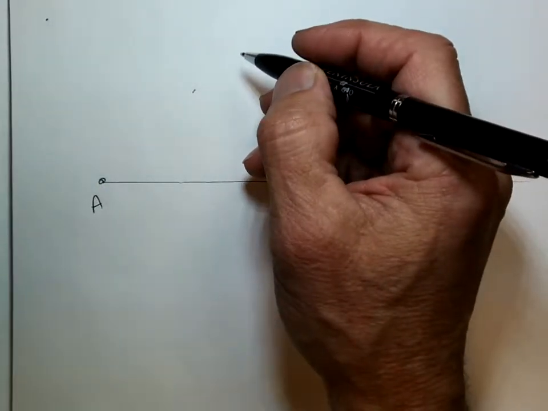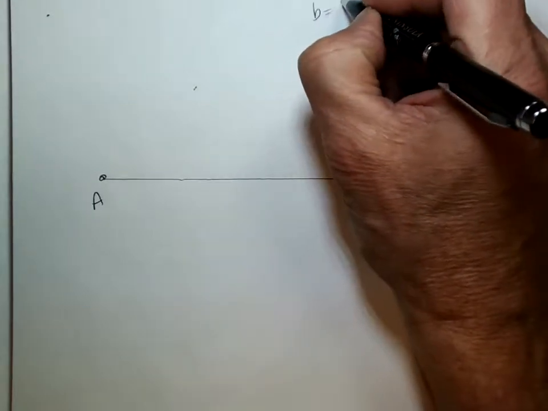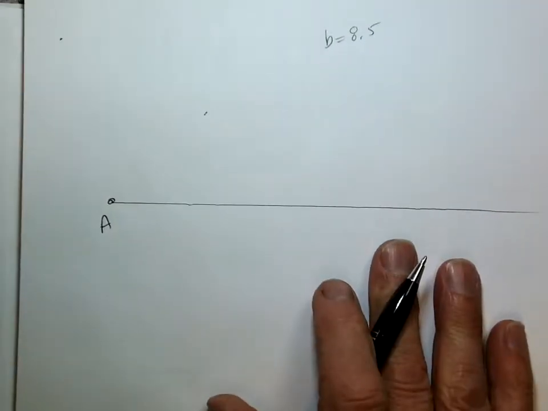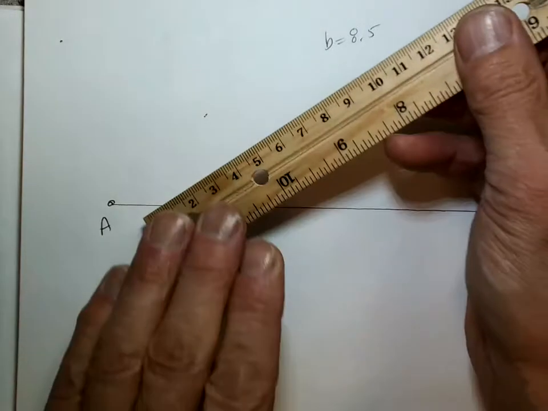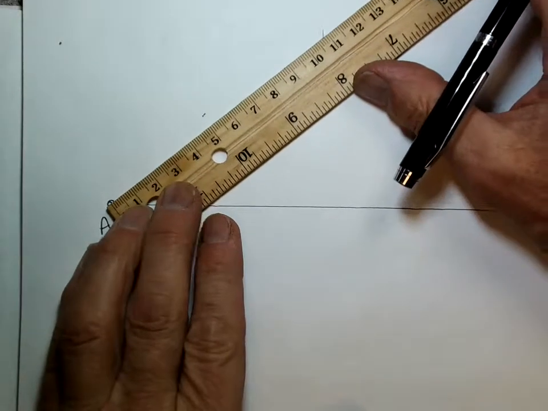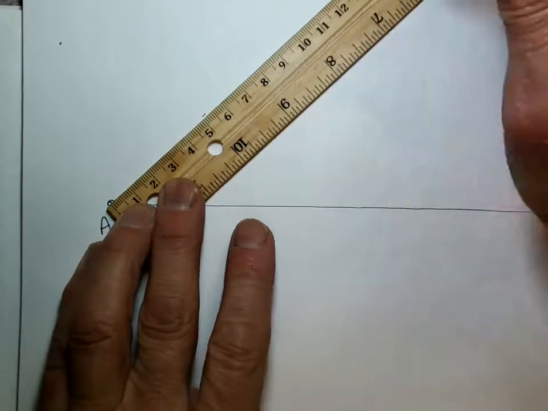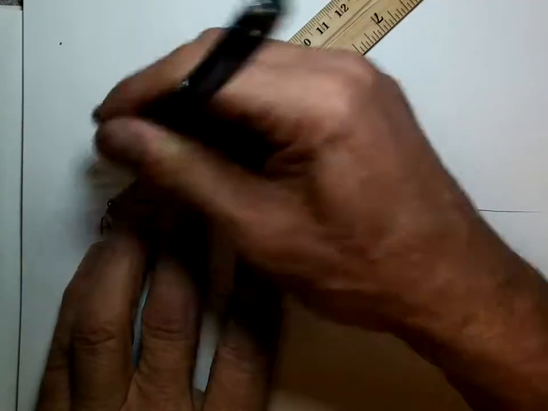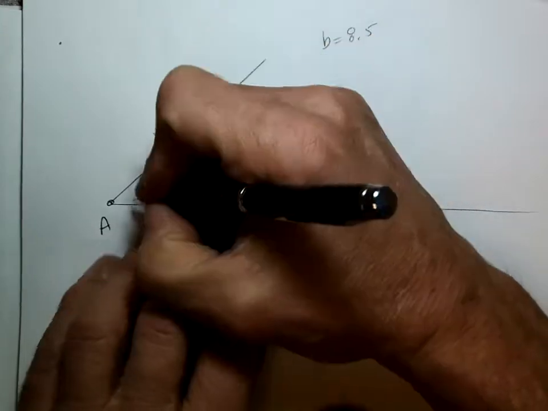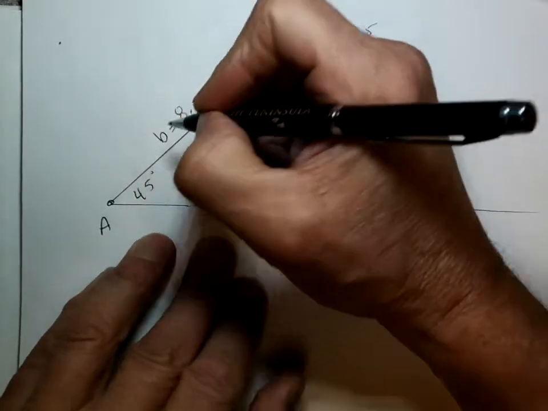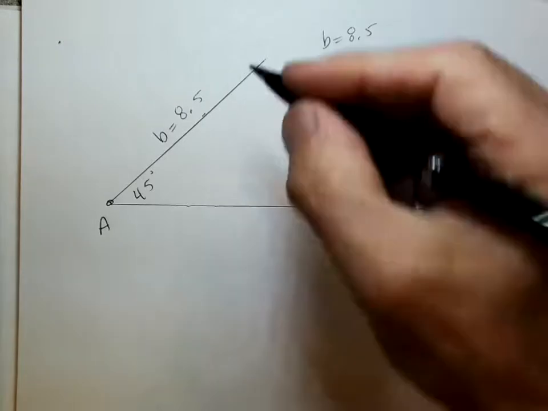And then it looks like B has to be 8.5 centimeters, right? 8.5. Okay. That's B is 8.5, and that's 45 degrees. Okay. How am I doing? Am I going all right?